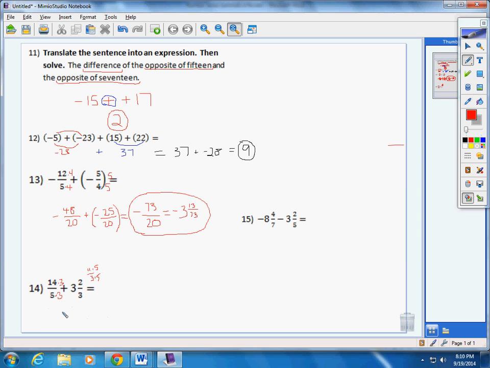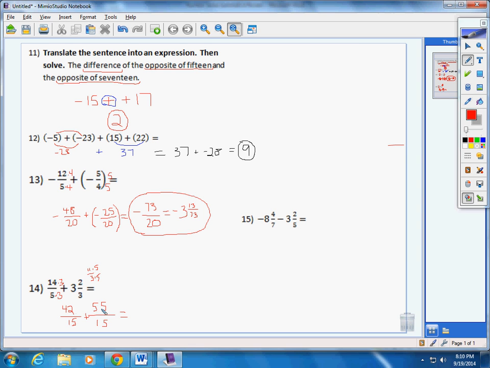So let's write out our new problem here so we don't get too lost. 14 times 3 is going to be 14, 28, 42. And 5 times 3, of course, is going to be 15. And we're going to add that to 5 times 11 is 55. And 3 times 5 is, of course, 15. So now we have common denominators. Now we may add 42 and 55.